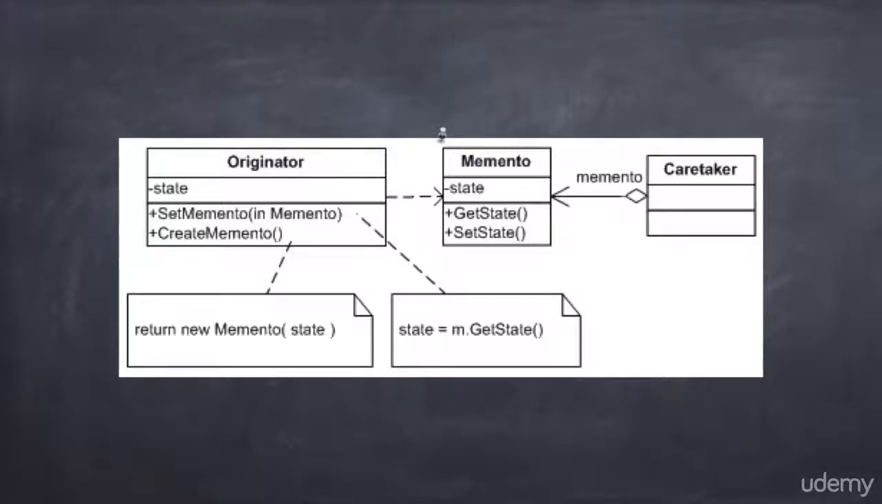And finally, we have the caretaker object. This can basically be any object that needs to hold on to state information. The object has a reference to one or more memento instances and calls the setMemento method of the originator object whenever a restore needs to occur.